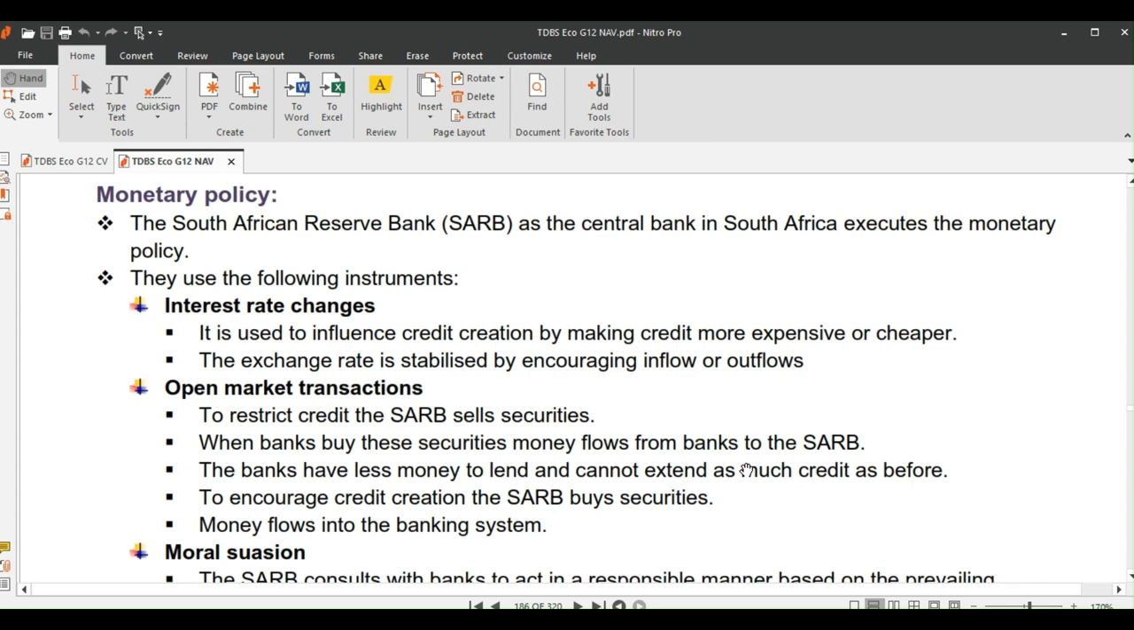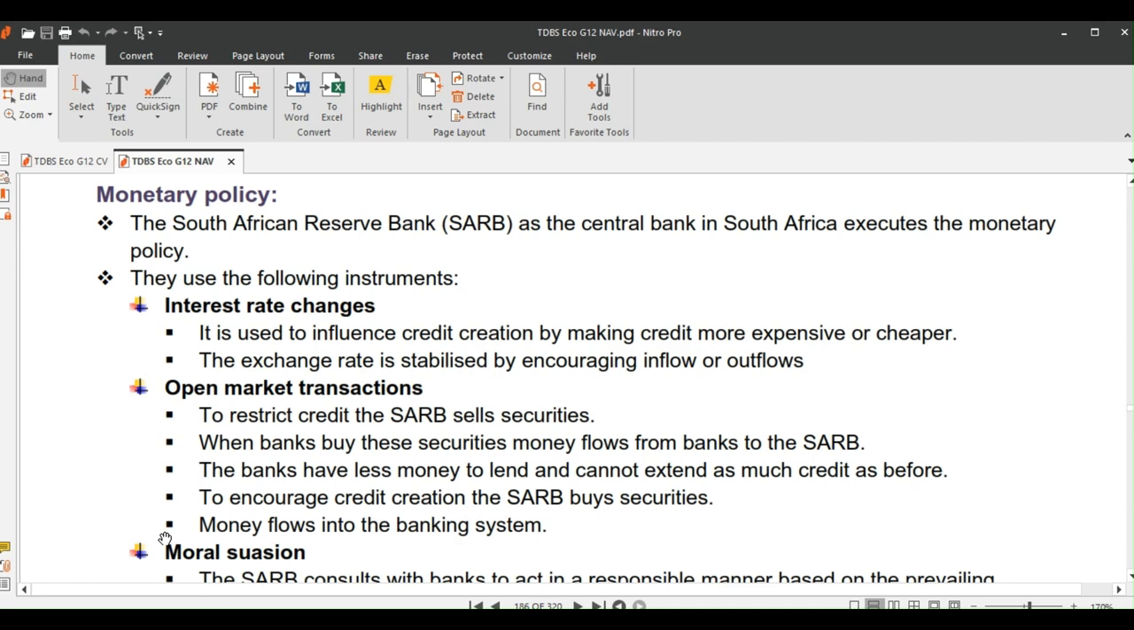The next instrument is open market transactions. I think the phrase is self-explanatory. To restrict credit, the SARB sells securities. In case you are wondering what securities are, they are financial instruments that hold value and can be traded between two parties. Examples include shares, debt, and equity. When commercial banks such as FNB, Capitec, Nedbank buy these securities, money flows from those banks to the Reserve Bank. The banks will then have less money to lend and cannot extend as much credit as before. To encourage credit creation, the Reserve Bank buys securities. That way, money flows into the banking system.